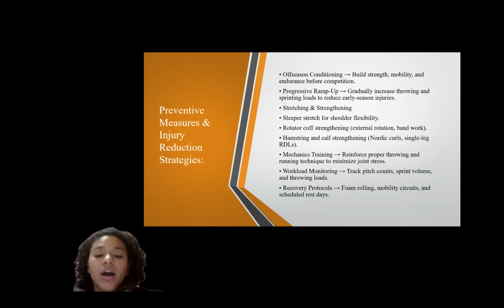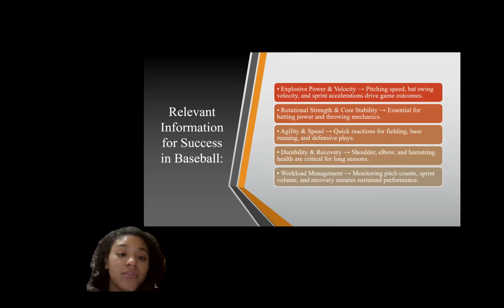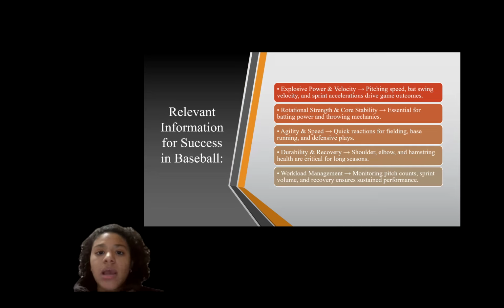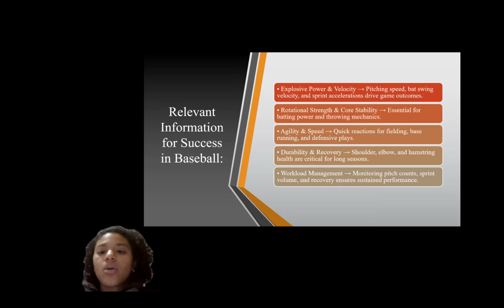So we want to monitor and track their pitch count, sprint volumes, and throwing loads. Recovery protocols will be anything from foam rolling, mobility circuits, and scheduling rest days. Then, relevant information for success within baseball: explosive power and velocity integrate with pitching speed, bat swing velocity, and sprint acceleration, which drive game outcomes. Rotational strength and core stability are essential for batting power and throwing mechanics. Agility and speed mean quick reactions for fielding, base running, and defensive plays.